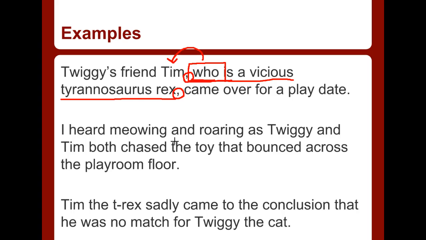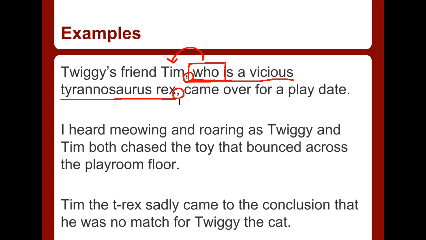In this instance, I can still read the sentence without the adjective clause. Twiggy's friend Tim came over for a play date. The meaning of the sentence is crystal clear. The adjective clause, because it is set off by commas, tells us that it is non-essential. If it is essential, then there are no commas, so we have to pay attention.